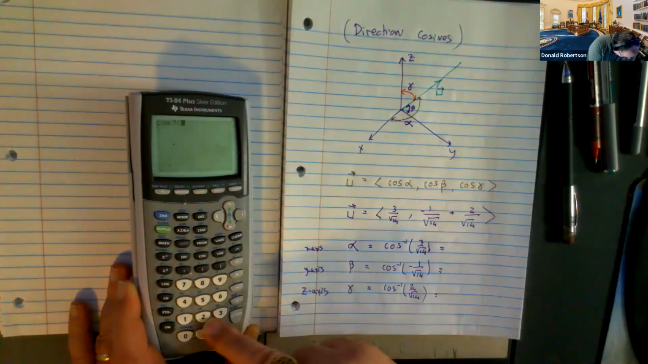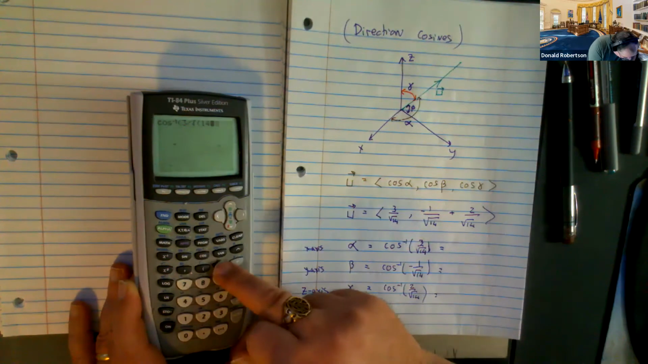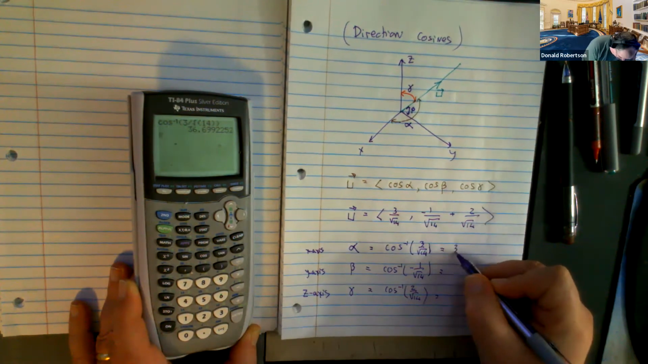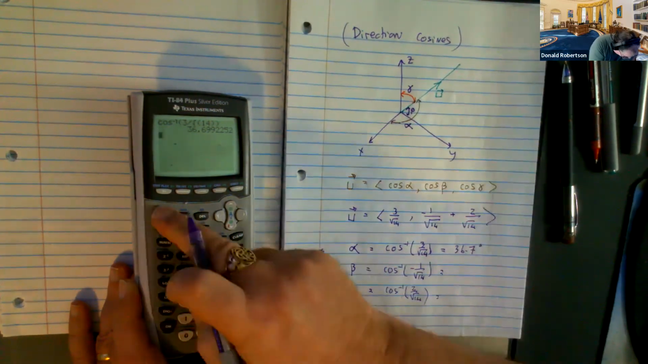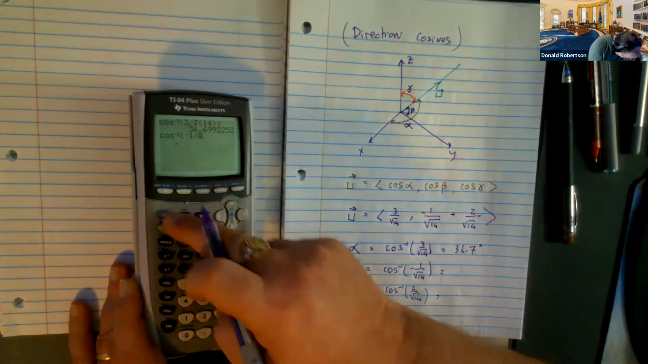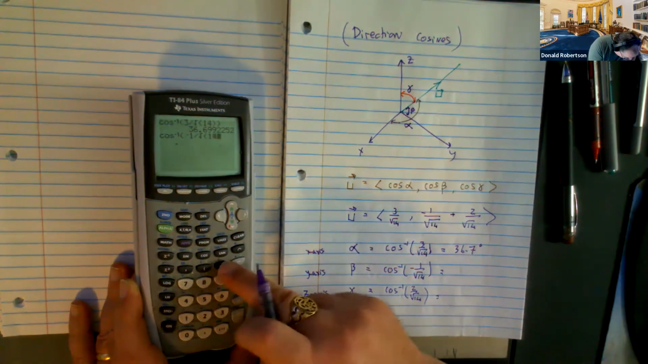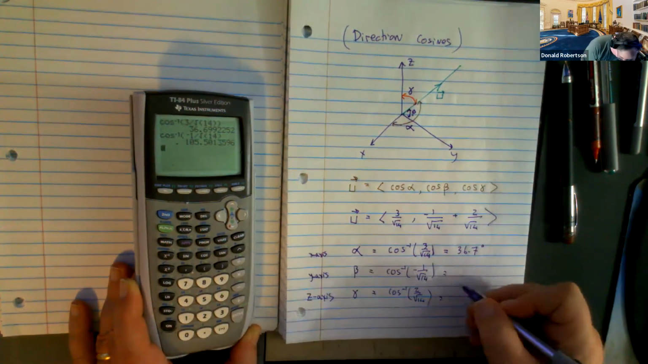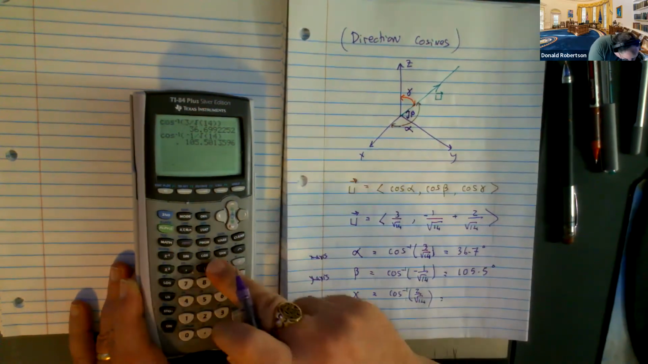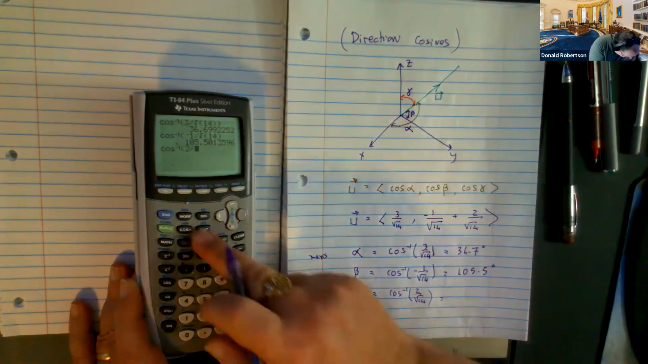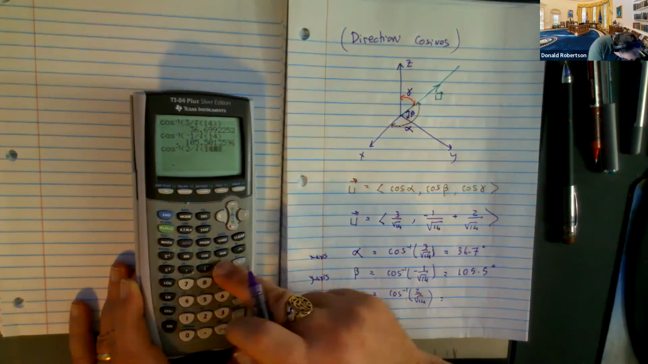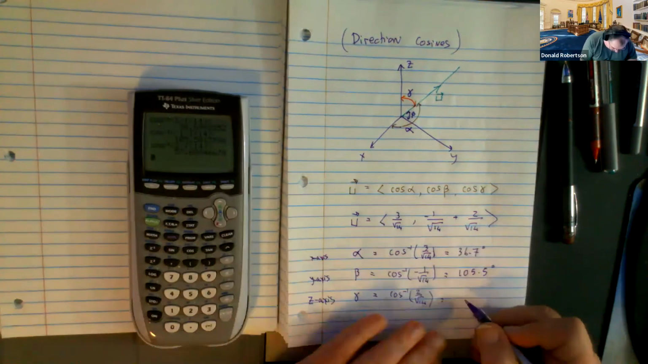Inverse cosine of 3 divided by square root of 14 is about 36.7. Inverse cosine of -1 divided by square root of 14 is about 105.5 degrees. And the inverse cosine of 2 divided by square root of 14 is about 57.7.